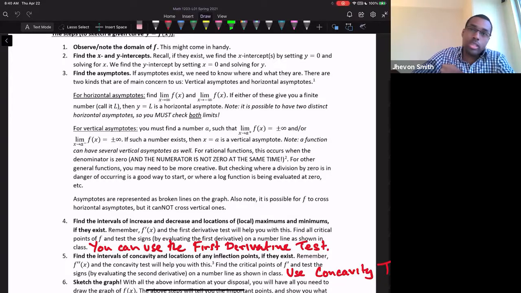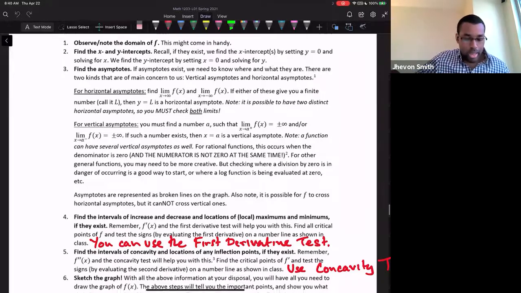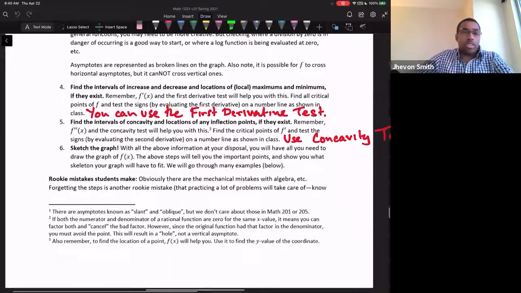You should find the x and y intercepts if possible. That's going to be nice to know. Find the asymptotes if possible, because that's going to be important to know. Then you're going to do the first derivative test and the concavity test. The point of doing the first derivative test is to find out when your function is increasing or decreasing, when it hits local maximums and minimums.